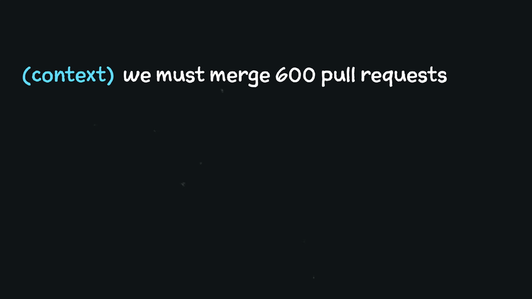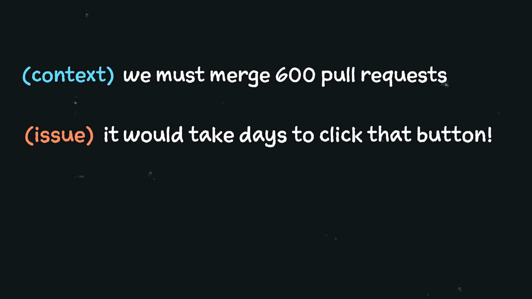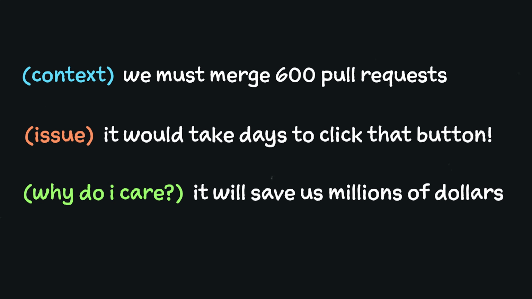We have more than 600 pull requests on GitHub that must be merged. Then explain why that's an issue. It would take hours of mindless code review and button clicking to get that done. And lastly, summarize why we should solve this problem. It can be automated with the GitHub API to save us time and money. So now that we've decided this problem is worth our time, we can break it down into a bunch of smaller problems.